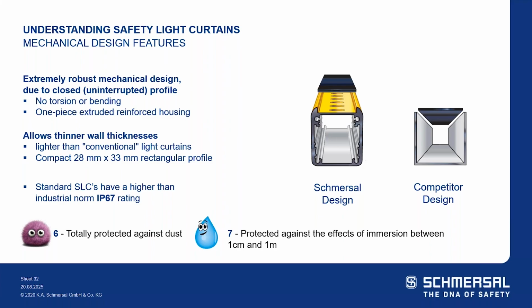So we have all 4 sides, a unibody construction, and then we add the lens. When you look at the competitor's design, they have 3 walls, and the 4th wall is the lens. So therefore, their housing has to be thicker, which makes it heavier, and still will allow it to bend and have torsion because of the mechanical weakness of only having the 3 walls plus the lens. And because we have the unibody construction, that allows for a thinner wall thickness. So our light curtains are lighter than conventional light curtains, allowing them to have that compact 28 millimeter by 30 millimeter rectangular profile.